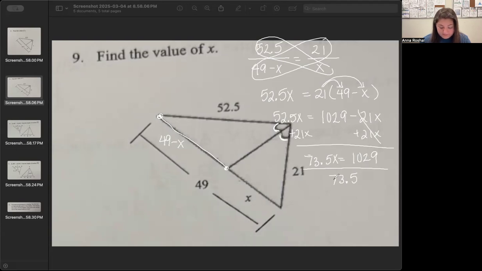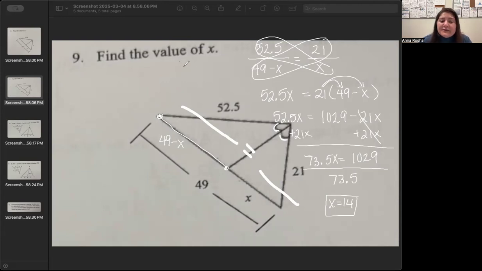A lot of times students tend to remember multiplication and division and how to solve the equation and how to cross multiply. It's just setting it up that is really challenging. So my biggest piece of advice is always fraction equals fraction. This 52.5 is in the numerator, 21 is also in the numerator, and then 49 minus x and x are both in the denominator.